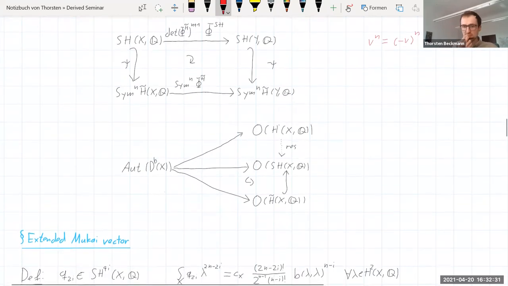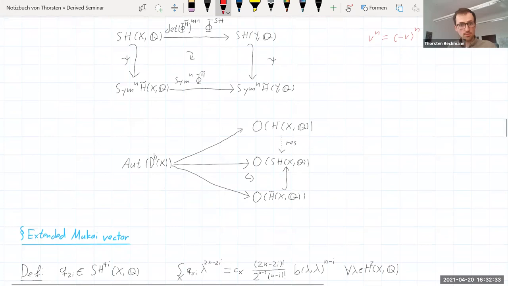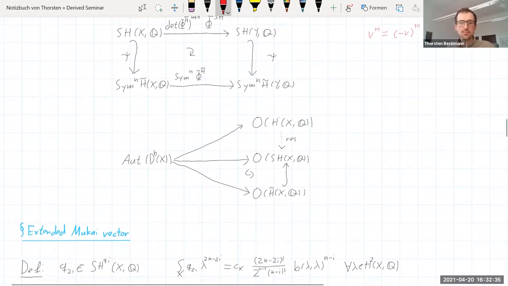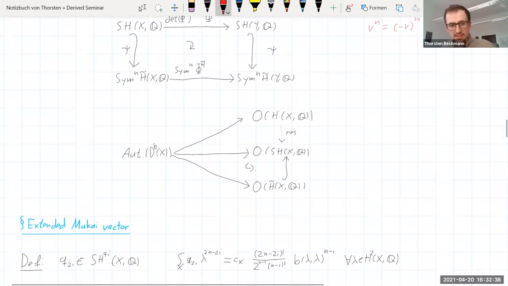I want to introduce the extended Mukai vector, which is also part of the title of the talk. So let me define for you these elements q_{2i} in the Verbitsky component. These are of cohomological degree 4i, and they are defined by the property that if I take a class lambda in the second rational cohomology, then I can cap these classes with lambda to the power 2n minus 2i, again up to some scalar, and again here C_X is the Fujiki constant.